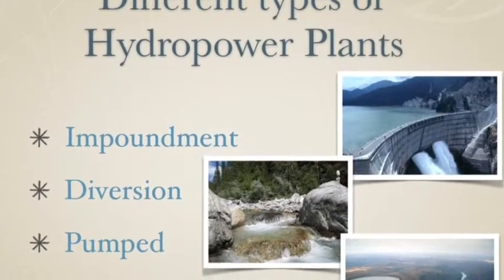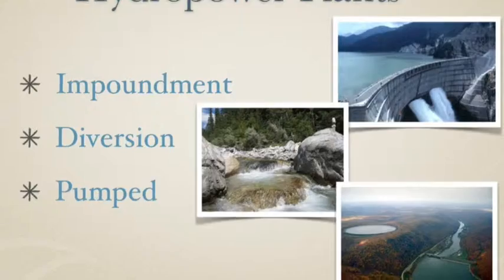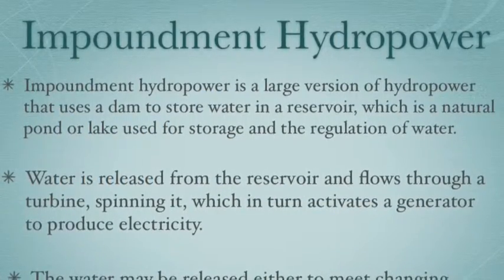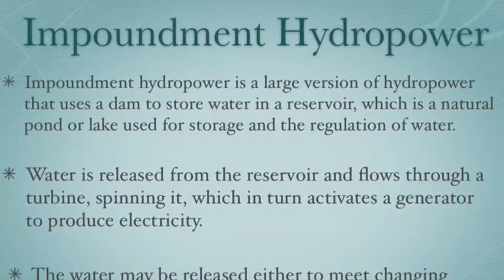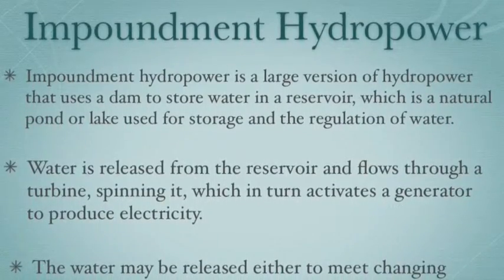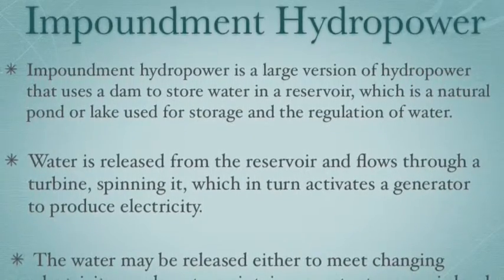Three different types of hydropower plants are impoundment, diversion, and pump. The first type of hydropower is impoundment hydropower. Impoundment hydropower is a large version of hydropower that uses a dam to store water in a reservoir, which is a natural pond or lake used for storage and the regulation of water.